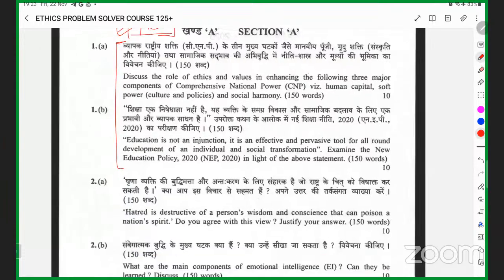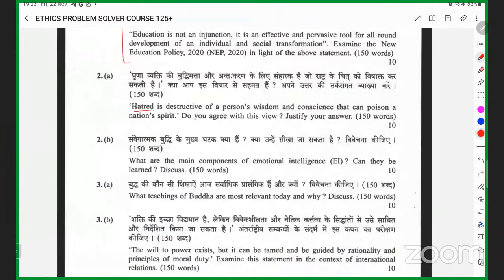If you see other questions, hatred is destructive of a person's wisdom and conscience that can poison a nation's spirit. Now, this question is from emotional intelligence, that if you are unable to manage your emotions and you show hatred, it will destroy your wisdom and conscience, and that will have negative implications on a nation's spirit. The only thing that you had to do here was to interlink emotional intelligence with a nation's spirit. In case of India, you will connect this to say Vasudev Kutumbakam, unity in diversity, brotherhood. You can give reference of Sufi and Bhakti movement here. This is the only thing that needed to be done in this answer.